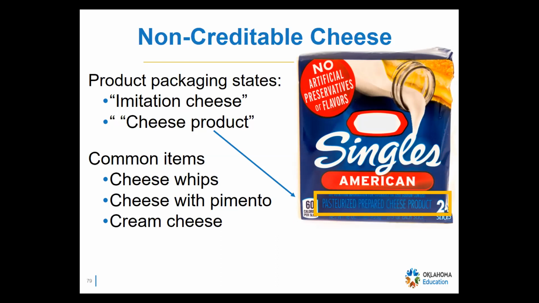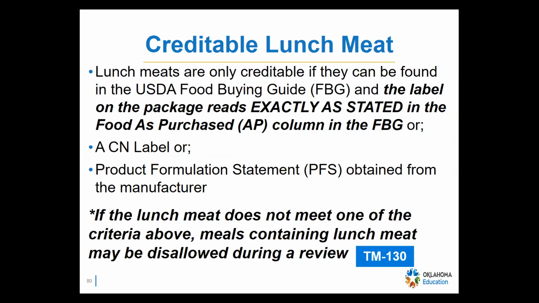Another cheese product is Velveeta. Velveeta is not allowed as a meat alternate. It can be an extra, but it doesn't count towards the program as a meat alternate. This goes for both programs as well. It doesn't matter if it's National School Lunch or CACFP.